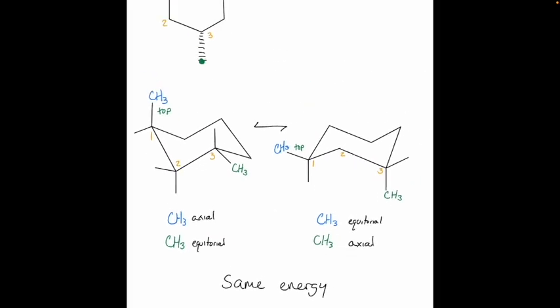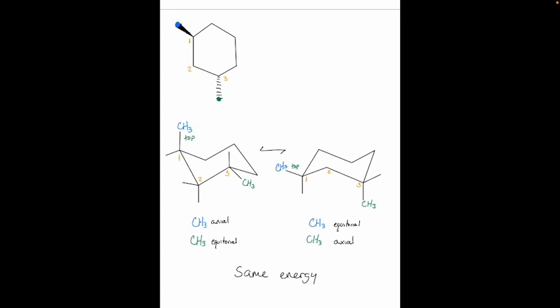But again, this is the name of the game here: taking our bond line structure, turning it into this chair structure, and then doing the flip so we can analyze which conformation is the lowest energy. And again, the whole logic is that big, bulky groups don't want to be in the axial position.